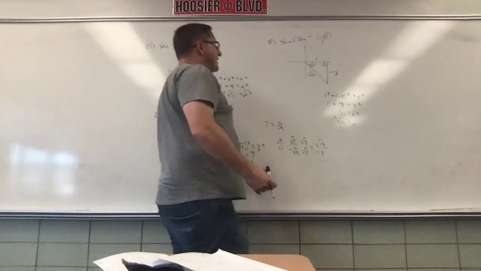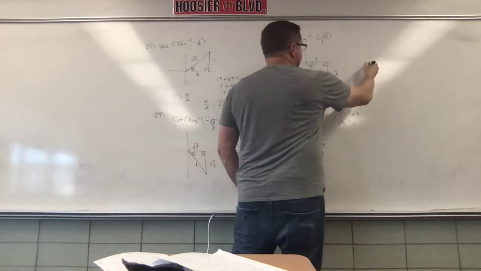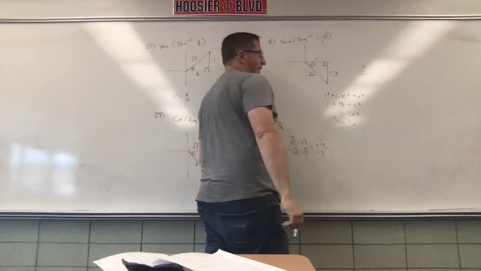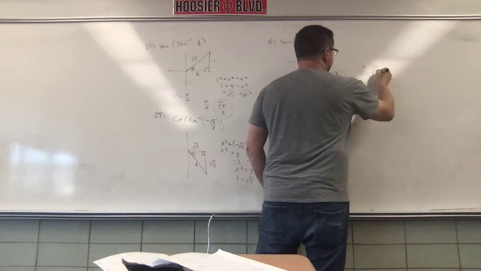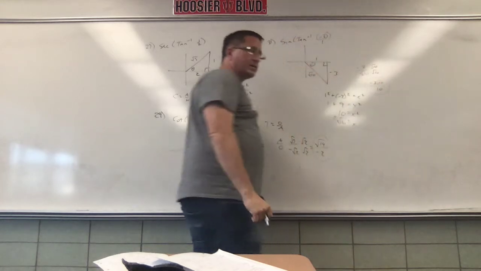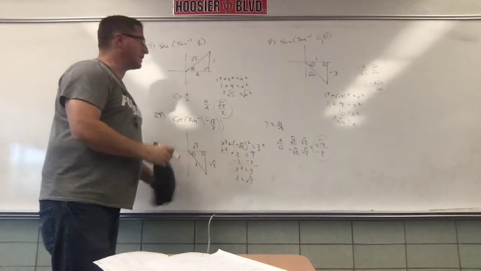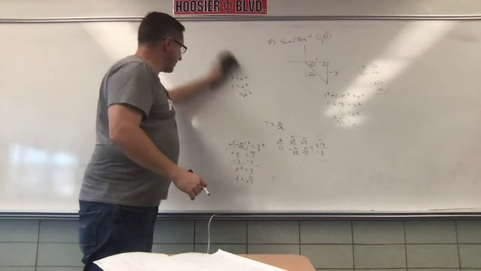Okay, and they're asking for the sine. Well, sine is opposite over hypotenuse. So negative 3 over radical 10. Can't have radicals on the bottom though, so we multiply the top and bottom by radical 10. Negative 3 radical 10 over radical 10 times radical 10, which is radical 100, which is 10. Okay, number 33. 2 more to go, I think.